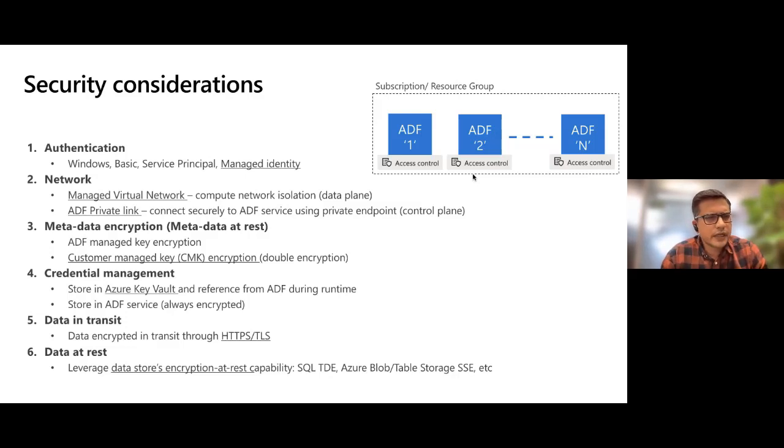And in terms of network connectivity, we have managed virtual network, which we have talked about before, which gives you network security isolation in terms of the compute infrastructure. And then we have ADF private link as well. What ADF private link does is provide secure access to the control plane using the private link.